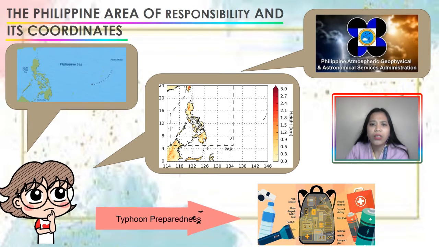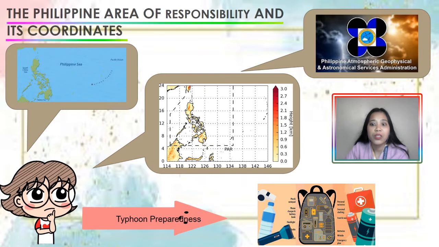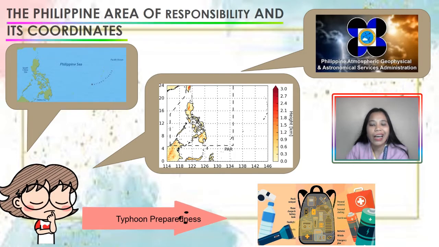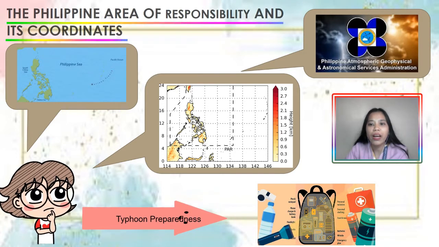But how does PAGASA determine whether a tropical cyclone is about to enter the Philippine Area of Responsibility? So, now let's continue with our discussion. The following coordinates are the exact dimensions of the Philippine Area of Responsibility, which are bounded by longitude and latitude. Once the coordinates are plotted, this is how the Philippine Area of Responsibility looks like in a map grid.